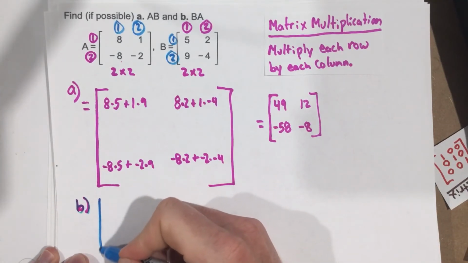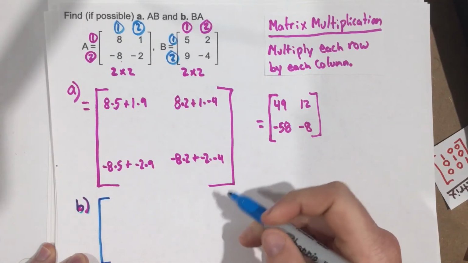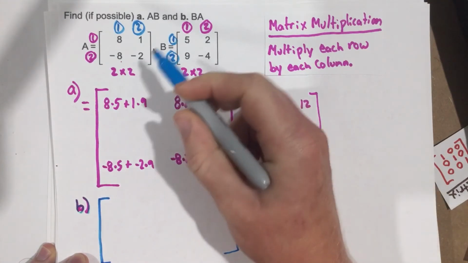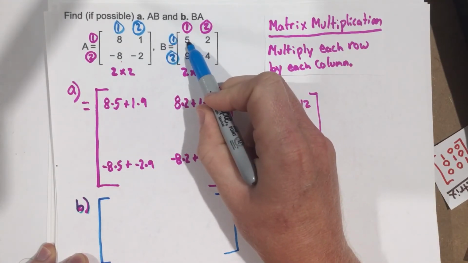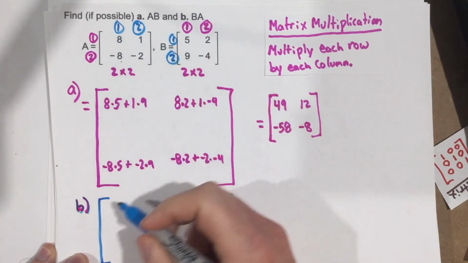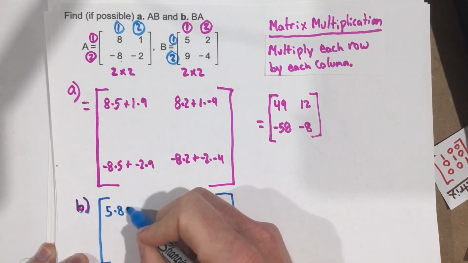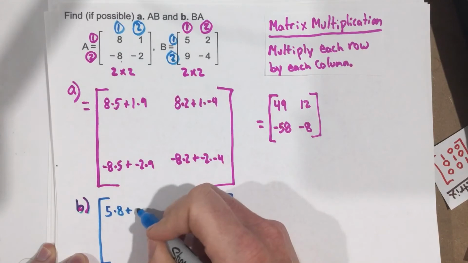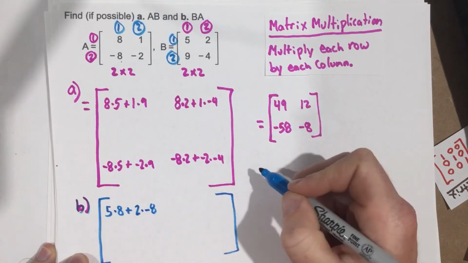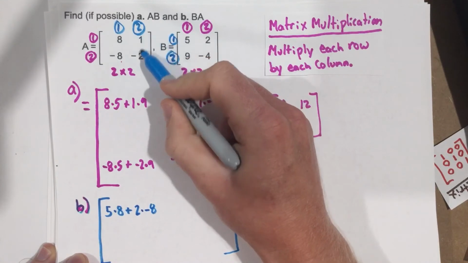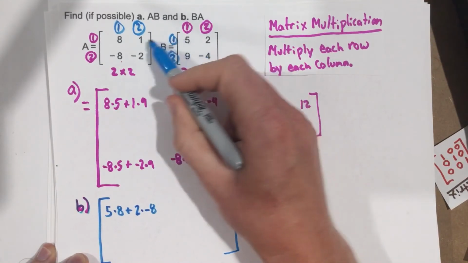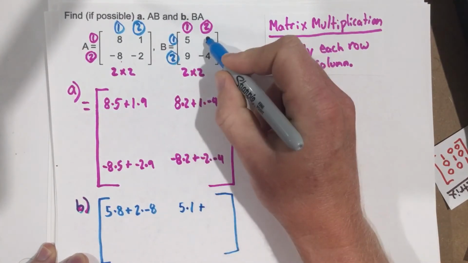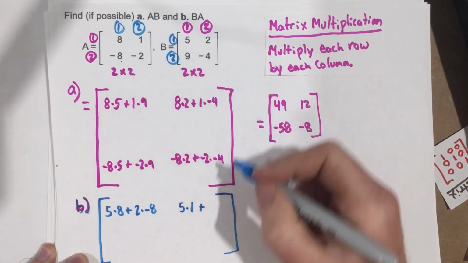Let's make our 2x2 matrix. We're going to start with row 1. We're going to take 5 times 8, so 5 times 8 plus 2 times negative 8. Then we're going to come back to row 1 and do it times column 2. So 5 times 1 plus 2 times negative 2.